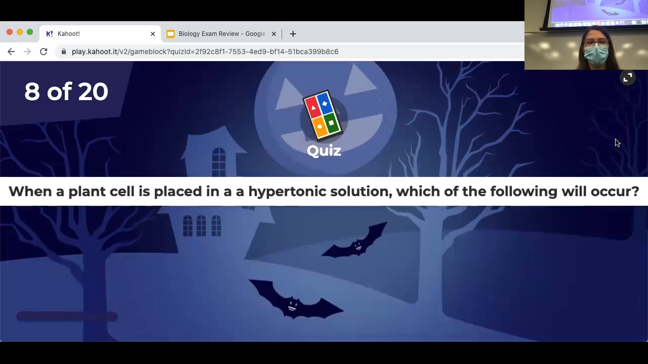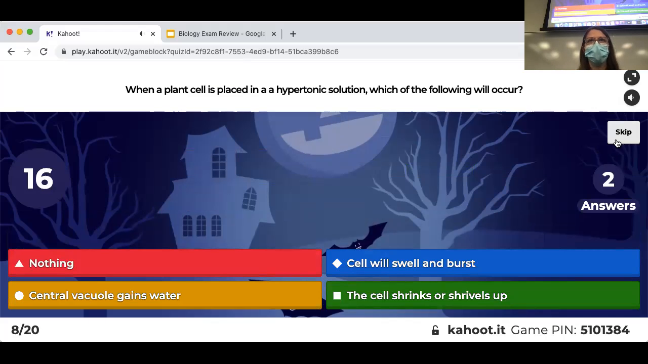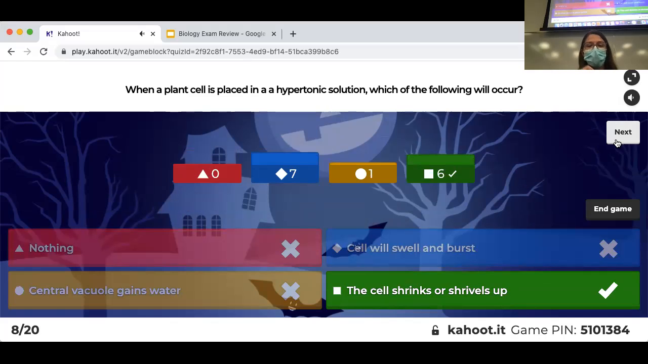Nice work. All right, when a plant cell is placed in a hypertonic solution, which of the following will occur? Hyper. So the cell will shrink and shrivel up. Can somebody tell me why that will happen? Water. Why would that happen? Is it basically because it's having less solute inside the cell? You are on the right track. So it's all about concentration. The concentration inside the cell is going to be less than outside. So the water moves from less concentrated to more concentrated. So the water is going to leave the cell, making it shrivel up.